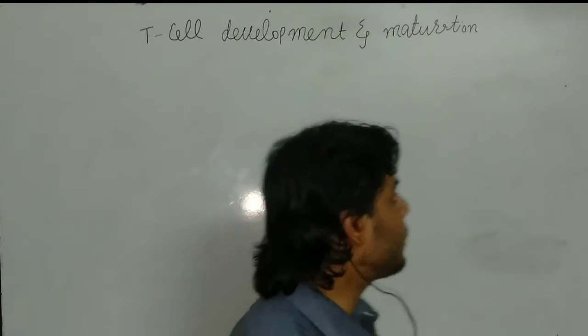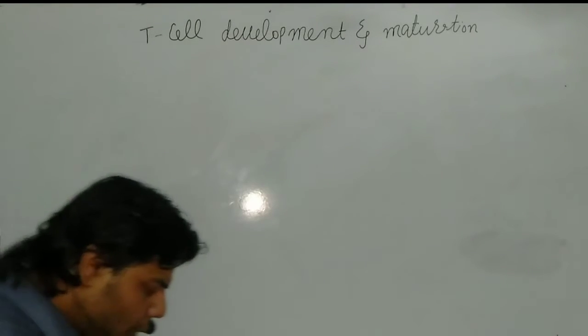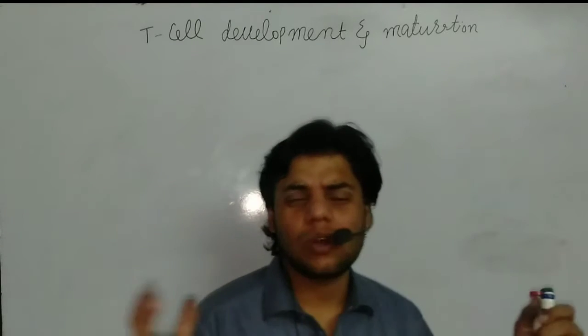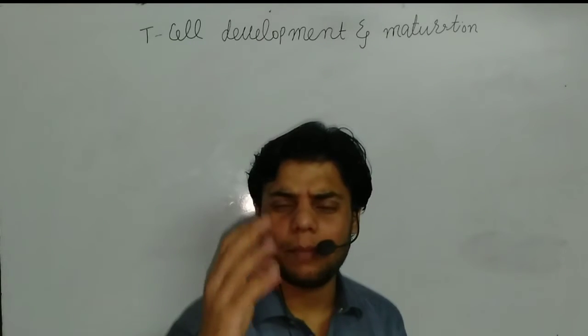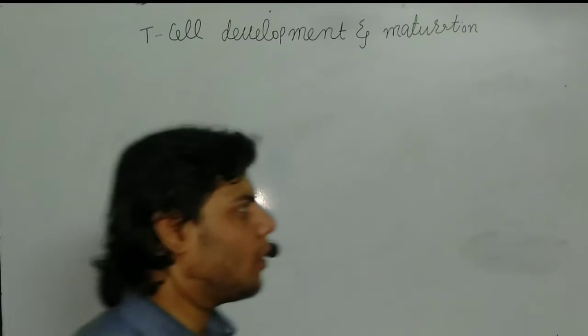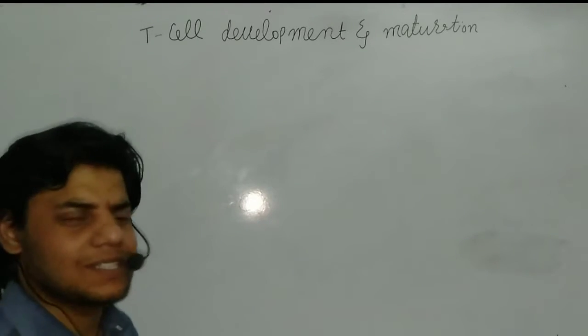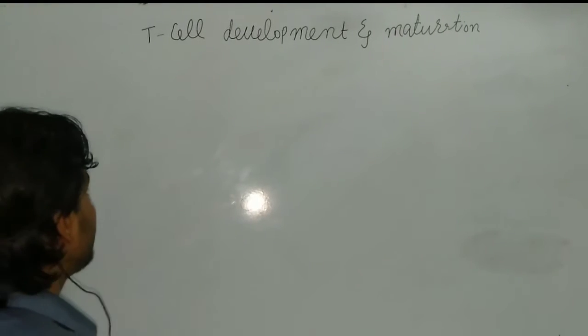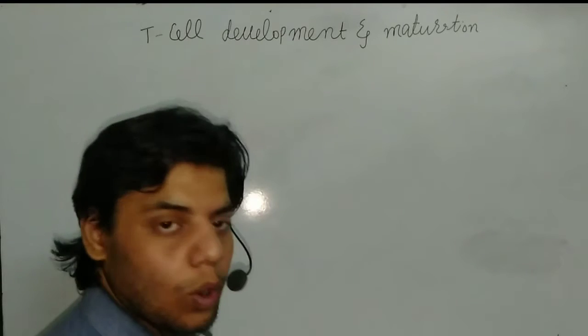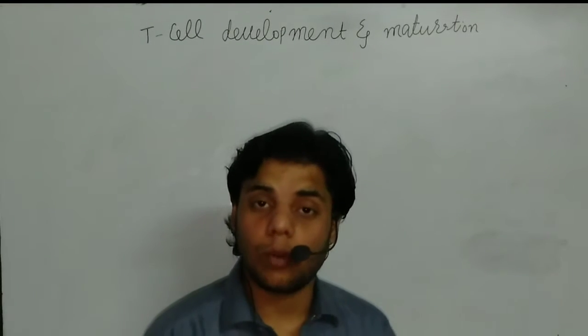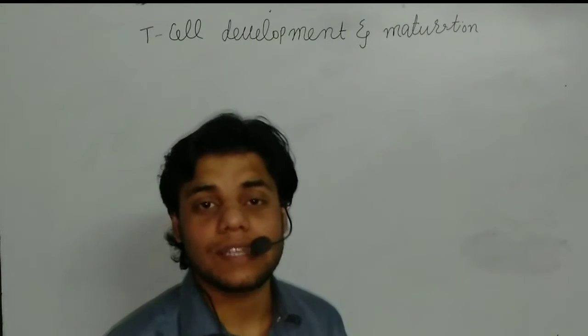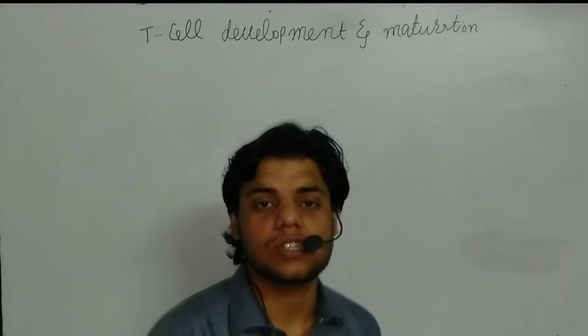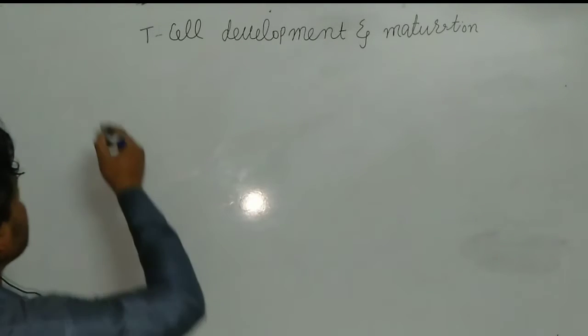Now let's explain it with the help of a diagram. The diagram which I will draw here is not the real diagram, it's just imaginary, a diagram through which you will get the idea about T cell development and maturation. First of all, let me draw the bone marrow. All of you know that a lot of cells originate from the bone marrow. Similarly, the T cells also originate from the bone marrow. So let's suppose this is the bone marrow.